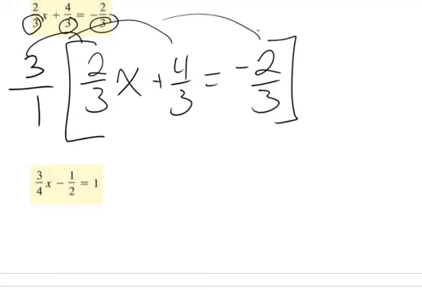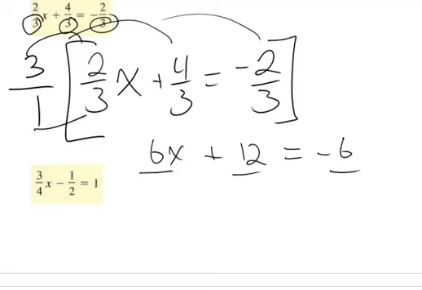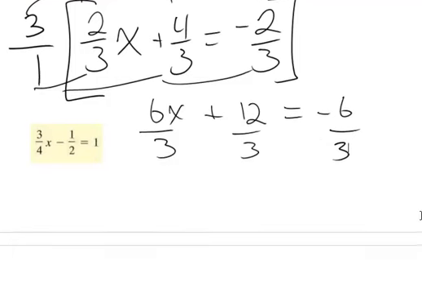So as I go this way, 3 times 2 is going to give me a 6 with an x, plus 3 times 4 is going to give me a 12, equals 3 times negative 2 is going to give me a negative 6. Now I need to do the bottom parts, but since the bottom parts are all getting multiplied by 1, the bottom parts are all going to stay the same. My next step here is I can simplify these fractions. So that's going to leave me with 2x plus 4 equals negative 2.